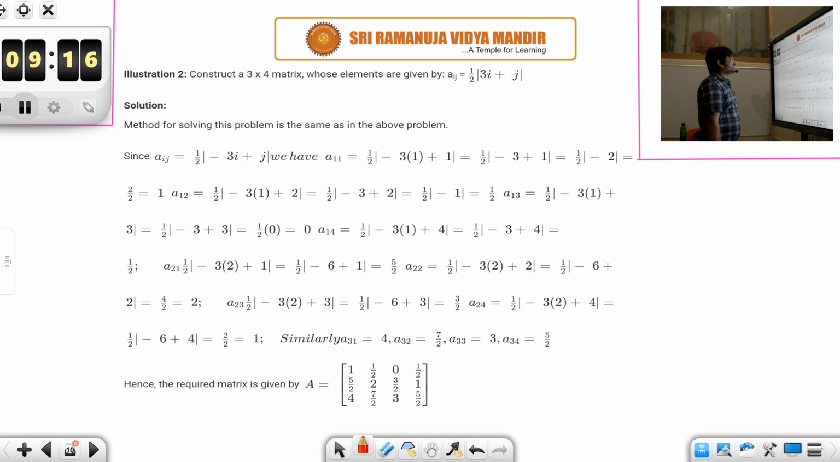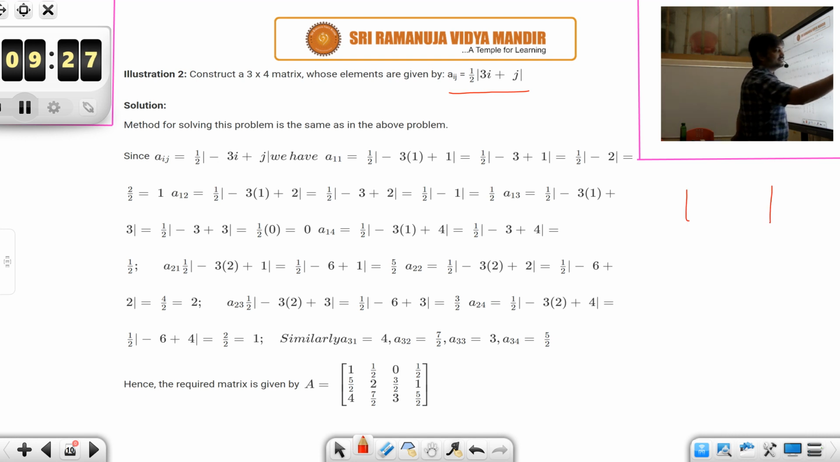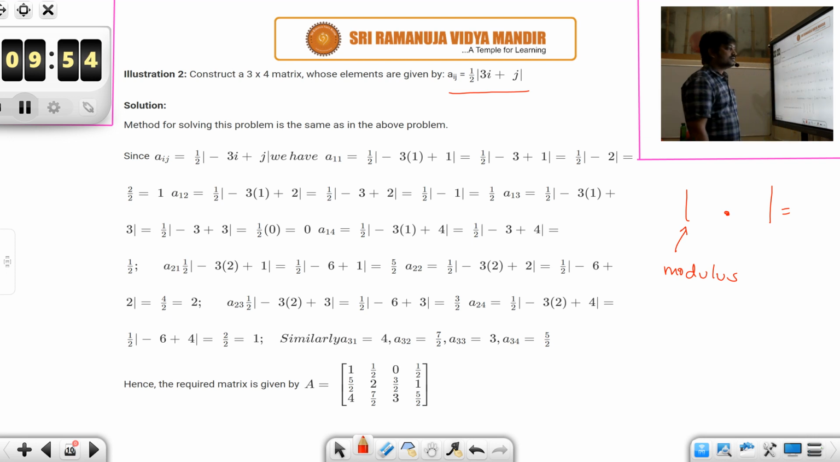And then again, this is a similar example. Construct a 3 by 4 matrix whose elements are given by Aij is equal to half of modulus of 3i plus j. Students, here this vertical line denotes the modulus symbol. Modulus means whatever lies inside, whether it is positive or negative, it always gives you the positive number only. That is, if the number inside these verticals is positive, you will be getting the same number. If this is negative, then there will be a flip in sign. So you will be getting the positive number only, the result always.